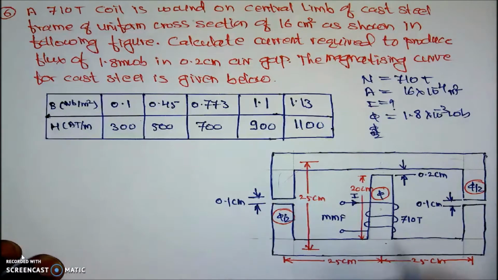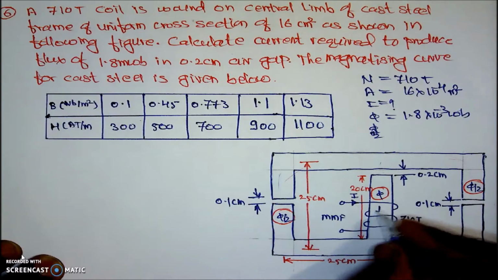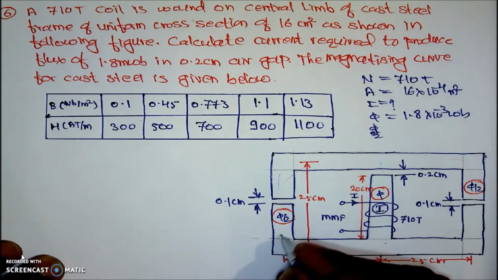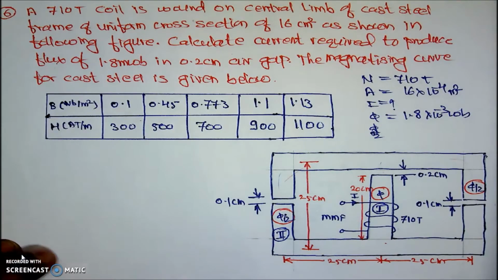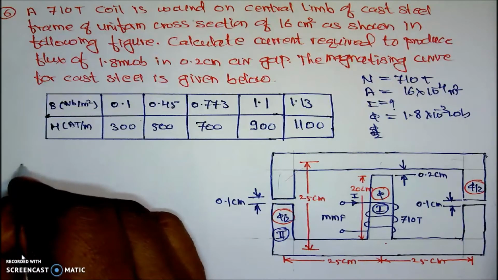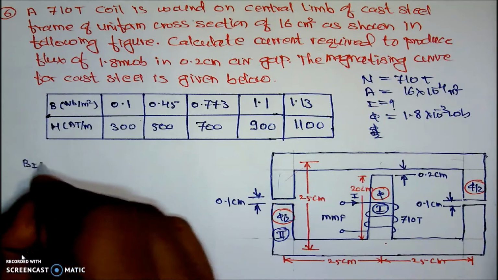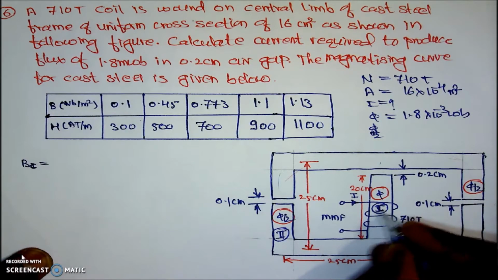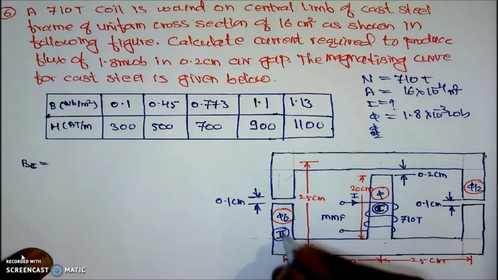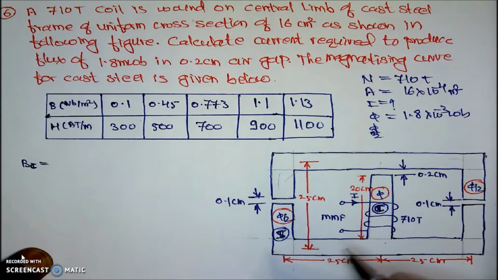I will start with the central limb first. I will call this number 1, and this will be number 2. We will calculate for number 1. The flux density for the part number 1, which is the central part, I will give the name central and side, it will be better for understanding. This is the central limb and this is the side limb. I will call them C and S.